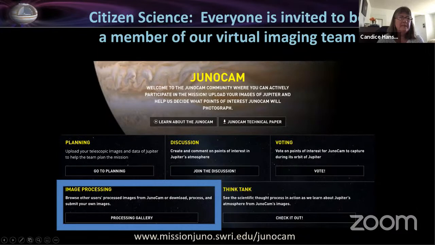So what we did is we thought about what does it take? What does a traditional imaging team need to do? And so we laid out those functions, and you can see them here. Traditional imaging teams need to plan their observations. A lot of discussion goes on because there are generally limited resources. Decisions must be made. That would be what I'm calling voting here. When the data comes back, we process it, and then we figure out what have we learned. And so today, I'm only going to focus on the image processing.